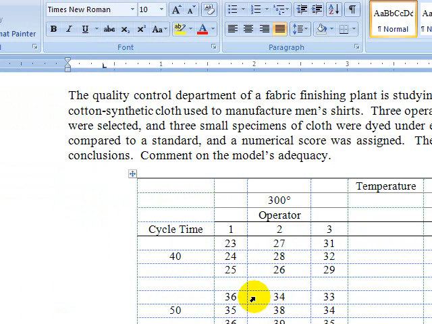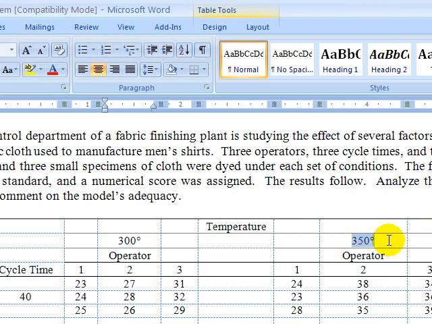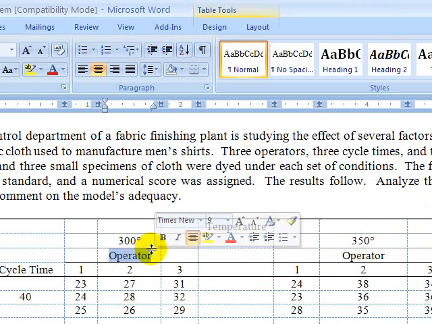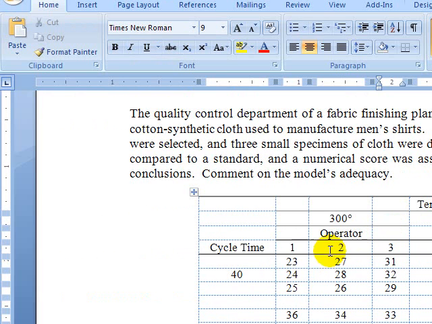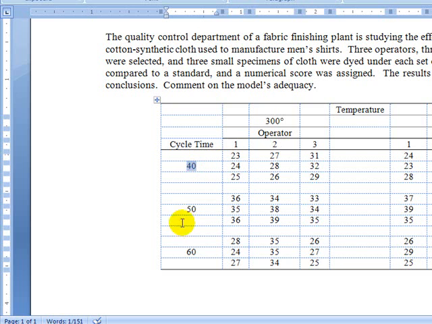So basically, which three factors are there? Temperature is one factor, and it is set at two different levels, 300 degrees and 350 degrees. Another factor is operator. The second factor is operator, and there are three different operators, 1, 2, 3, right? And the third factor is cycle time, and cycle time also has three levels, 40, 50 and 60.